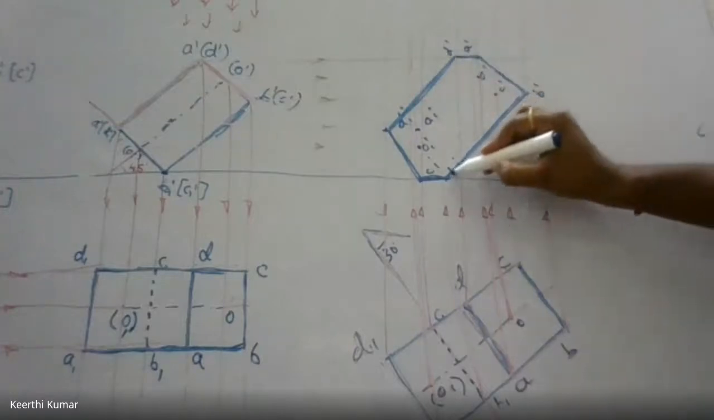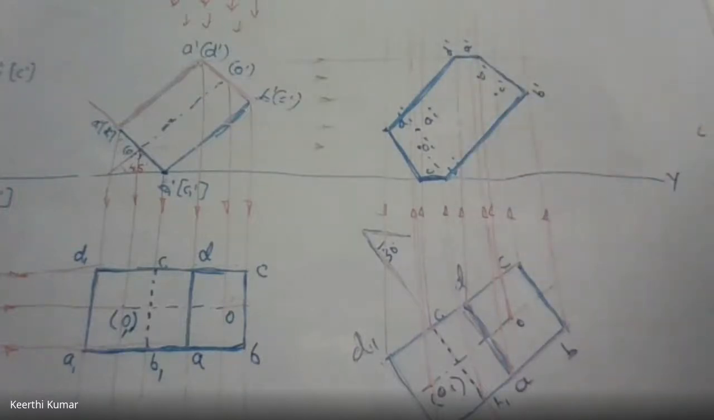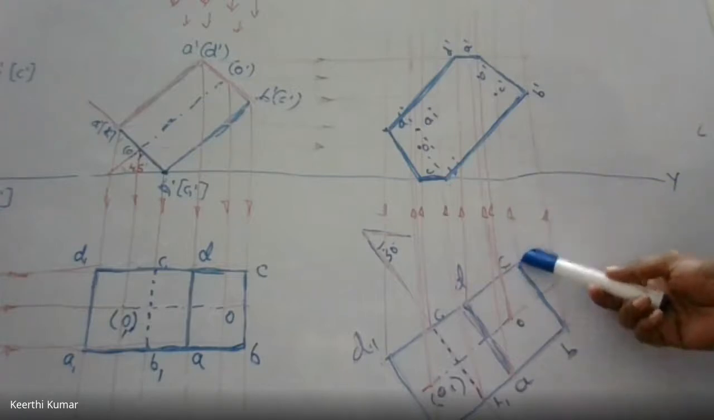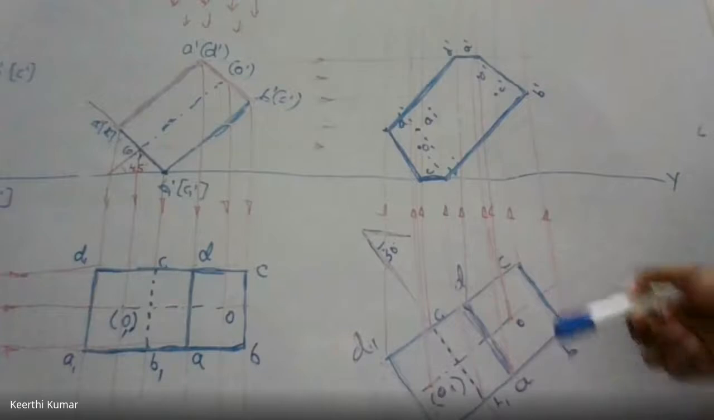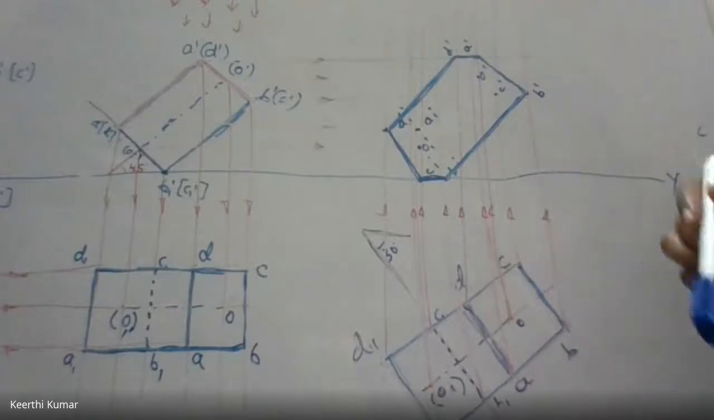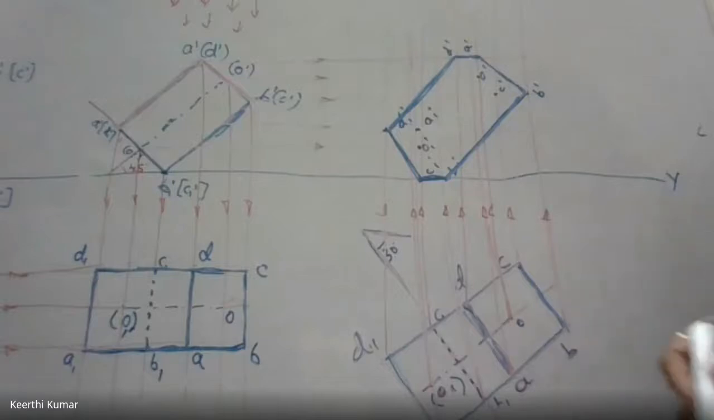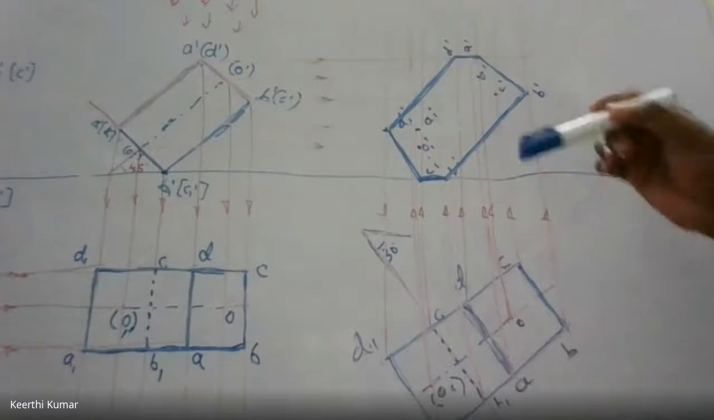Correct? We got these as outermost. Then you remember the connecting order. What is the connecting order? The connecting order is A to B, B to C, C to D, D to A. Correct? So we'll go with that connecting order.